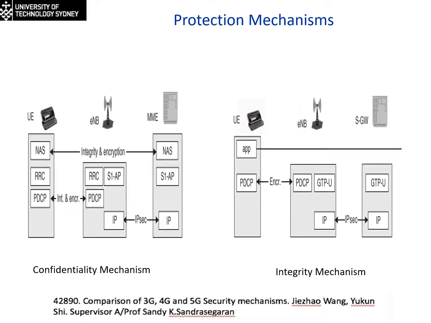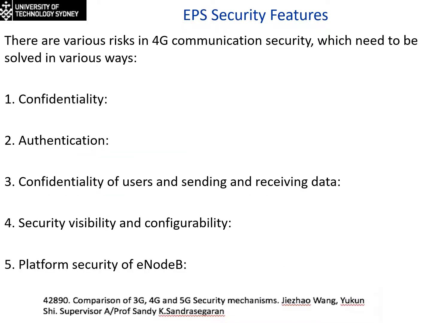This is the protection mechanism. The left one is a confidentiality mechanism, and the right one is an integrity mechanism. These are various risks in EPS security features, which need to be solved in various ways.